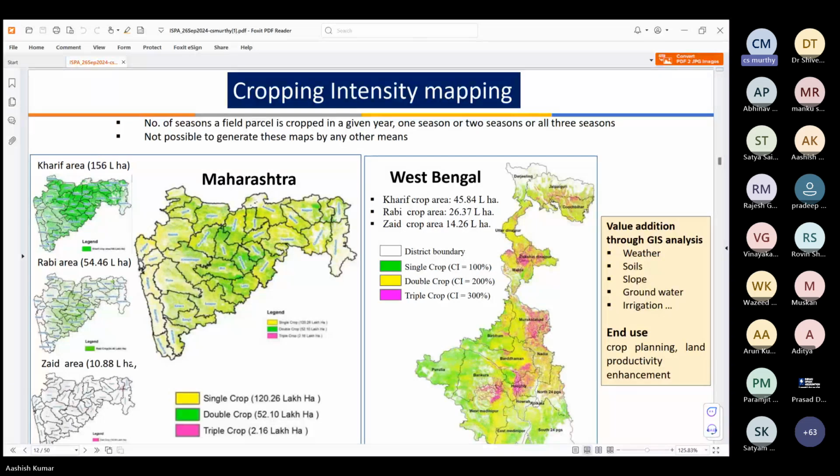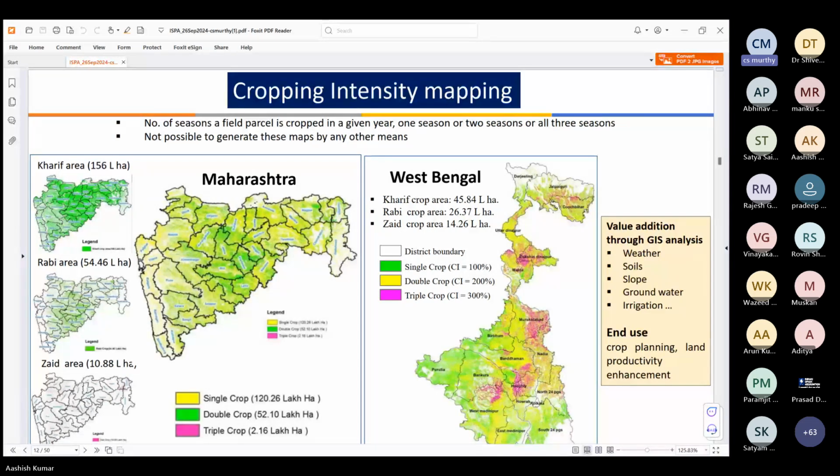Yeah, so as I told you in my previous slide, cropping intensity, because we have three precise, well-defined seasons in our agriculture. One is the Kharif season, Rabi season, and summer season. So a given field parcel is cropped in how many seasons, whether it is cropped in all three seasons or only one season. If it is cropped in all three seasons, we call it a 300% cropping intensity. If it is cropped in only two seasons, 200%, something like that.